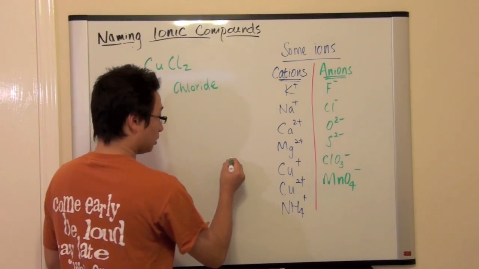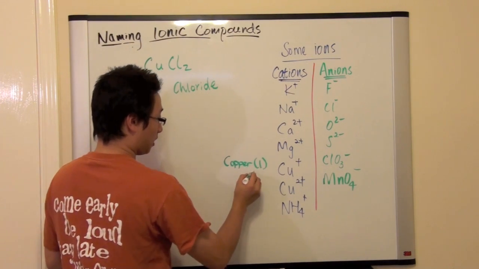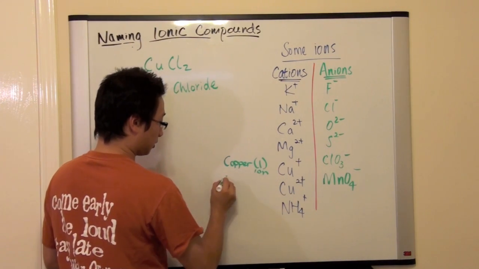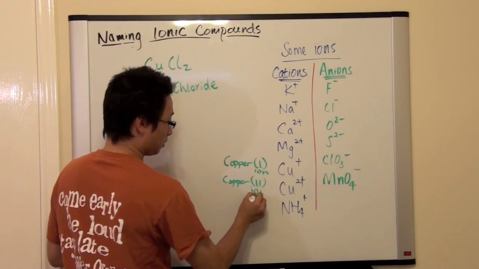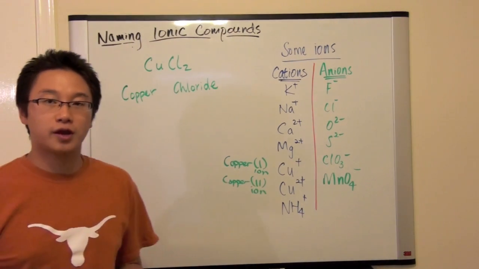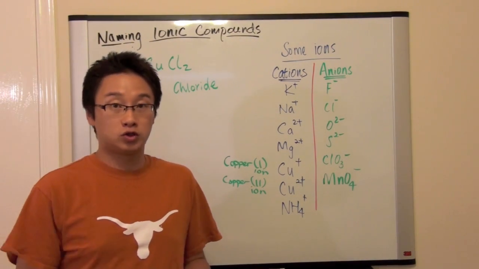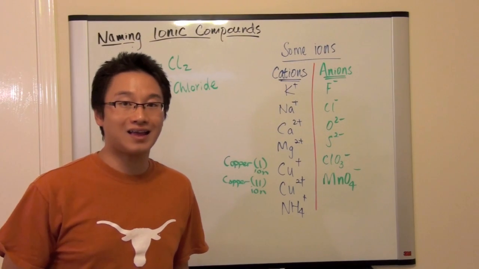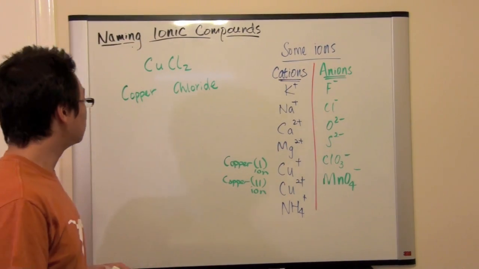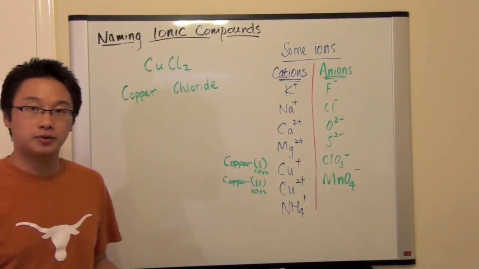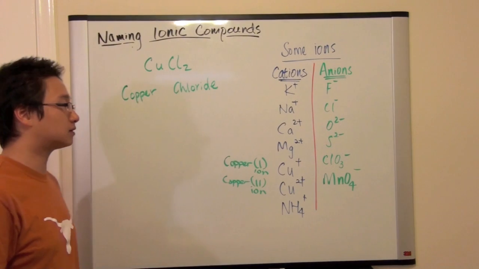So what we have here is called a copper 1 ion, and this is a copper 2 ion. So if you just say copper chloride, people would really have no clue which one you're talking about. So in that case, we have to figure out which one are we talking about here. So is this copper 1 or copper 2? So we have to use some logic to figure this out, and it's not that difficult.